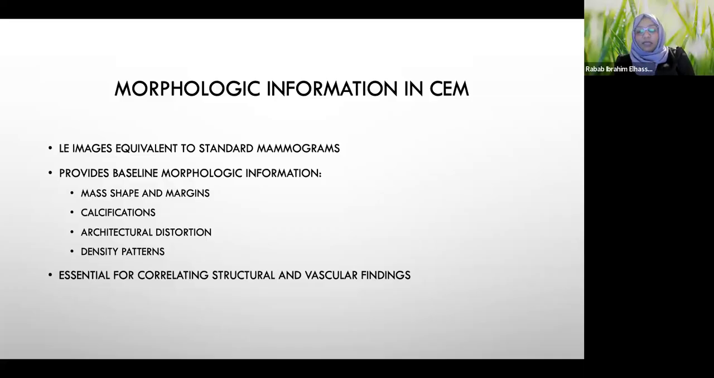Okay, so contrast enhanced mammogram is a type of vascular imaging, but at the same time, as I said, the low energy images are similar or equivalent to standard mammogram. So they provide the same morphologic information that the mammogram will provide. That's why we will not be losing any information by doing the contrast enhanced mammogram. It will provide us with all the descriptors that we need, if there is a mass, the shape, margins, if there are calcifications, distortion, or density patterns in the breast. And it is essential to look at the low energy images first when assessing a contrast enhanced mammogram.